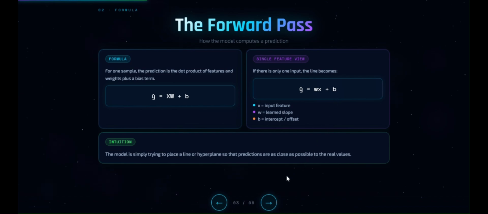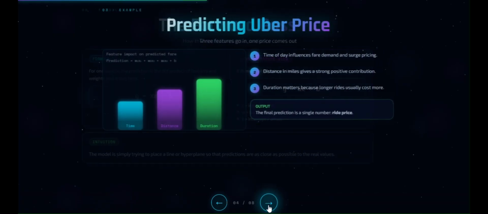Geometrically, linear regression is trying to fit the best possible line through the data. In higher dimensions, this becomes a hyperplane. The goal is always the same: make the predicted values as close as possible to the real values.